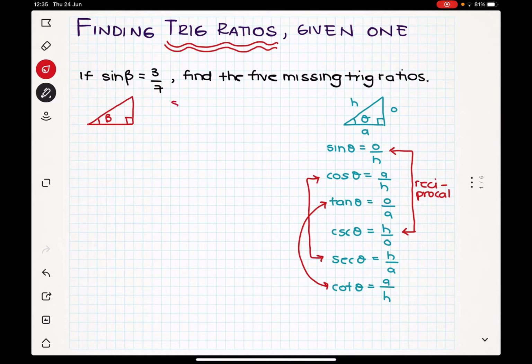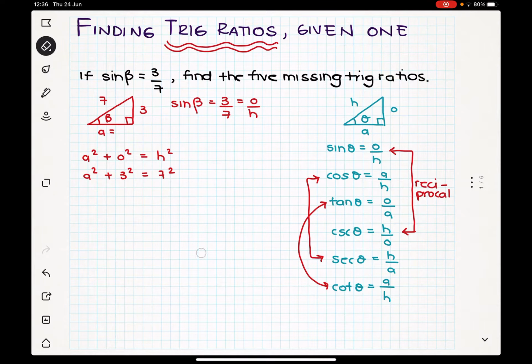Sine of beta equals 3/7 means that 3 is the opposite and 7 is my hypotenuse. So 7, 3, and the adjacent is the side that I do not know. But if we have a right triangle, I can use Pythagoras. So I have adjacent squared plus opposite squared equals hypotenuse squared. In this case, adjacent I do not know, the opposite is 3 squared, and the hypotenuse is 7 squared. So I solve for A.